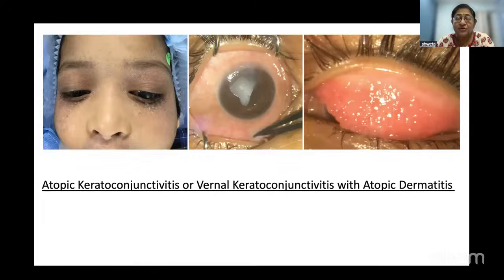Now, also, sometimes you will see children who have severe atopic dermatitis on the face, which involves the periocular area or the oral area, and have features in the eye similar to that of vernal keratoconjunctivitis. Now, there is still no consensus on whether you should call it atopic keratoconjunctivitis or vernal keratoconjunctivitis with atopic dermatitis. It's just a difference of terms, but the treatment remains the same.